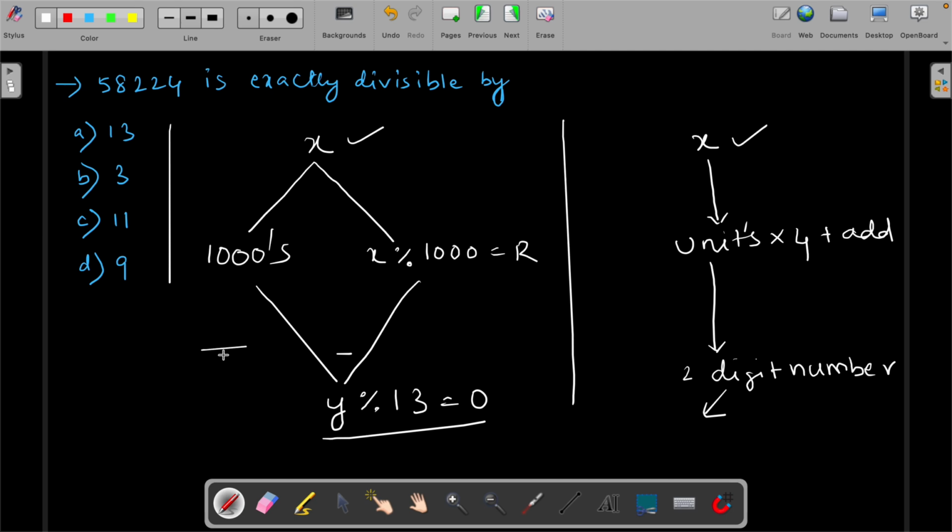The first method you can only apply if the number of digits is at least 6. The second method can be applied to any number, but if the number is very large, this will take a lot of time. The number given in the question has only 5 digits. So let us apply the second method and see if that number is divisible by 13 or not.